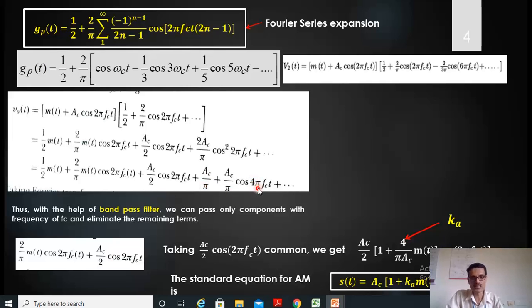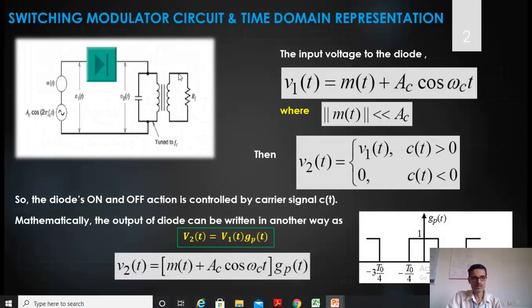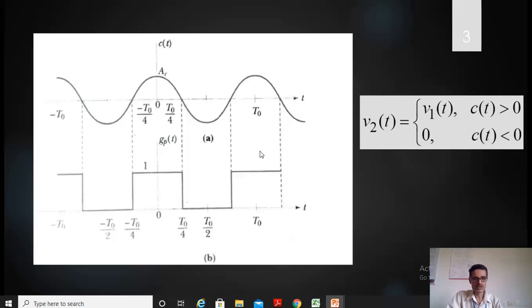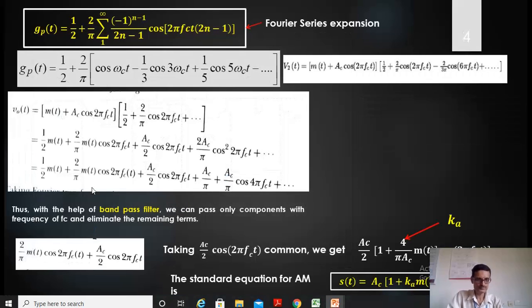This is the 2fc term. This is Ac by pi cos 2 pi 2fc t, which is equal to 4 pi fc t. It's a 2fc term. The band pass filter will eliminate this also. So this term and this term will be eliminated by the band pass filter. So in the output of the band pass filter in my circuit, which I showed earlier, I will get only this term and this term.